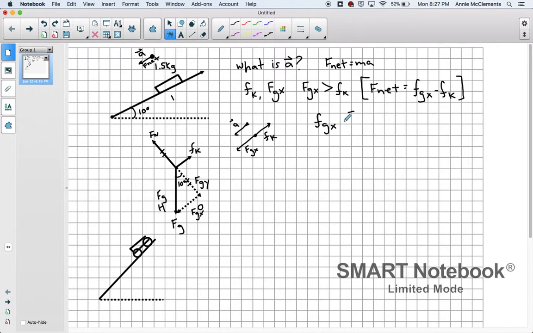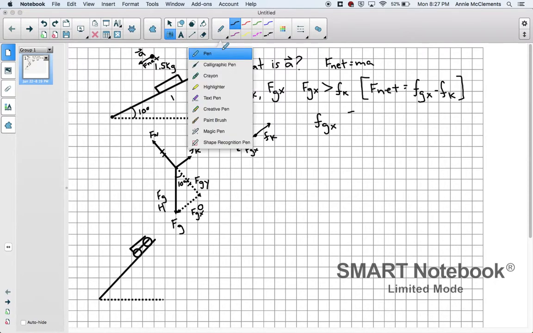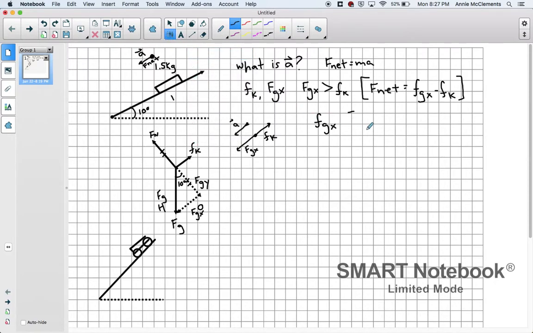Uh-oh, my pen's not working. The sine of, hold on, let's see if I can get this to work. Oh, it finally caught up. There we go. A little lag there.